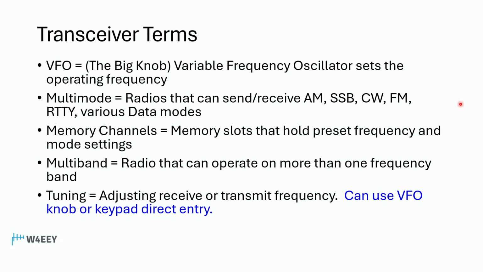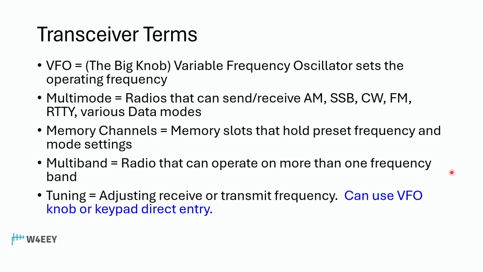Most transceivers have memory channels. They're slots where you can store preset frequencies and mode settings. So if you've got a net that you want to join on a regular basis, you can put it in memory and push a button and boom, you're right on frequency. Most HF transceivers are multi-band. They don't operate on just one band. They may operate all the way from 160 meters up to 6 meters, so a lot of bands.